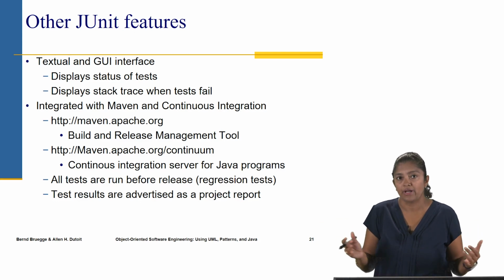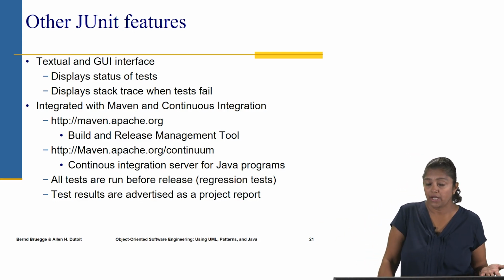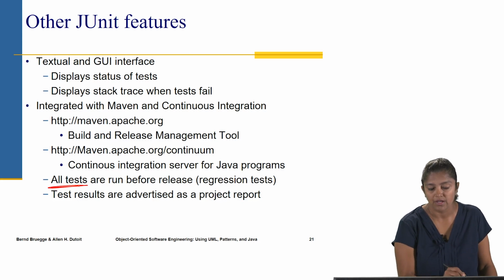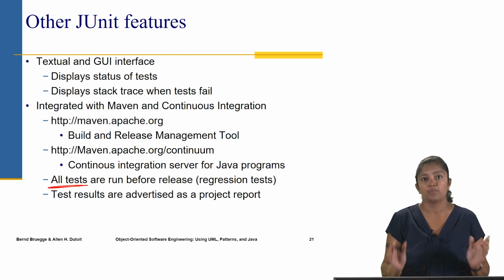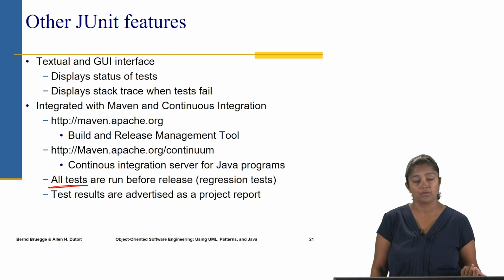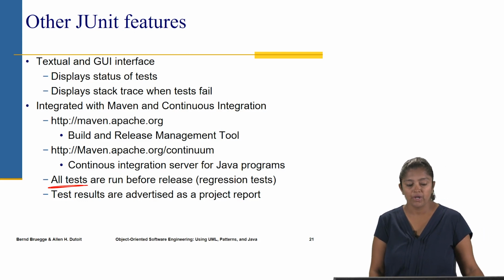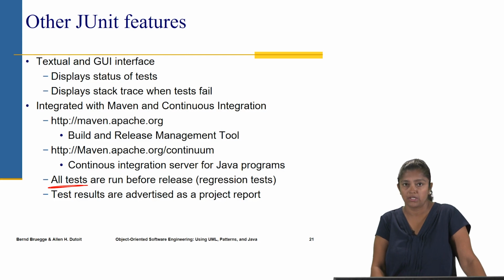So the idea is to automate this whole process and make it seamless for the developers, and then the idea is also that all of the tests are run before the release or before moving it onto a server. And then the test results can be advertised as a project report. That's a great way for the management or the project leads to look at the status of the project and what needs attention and so on.